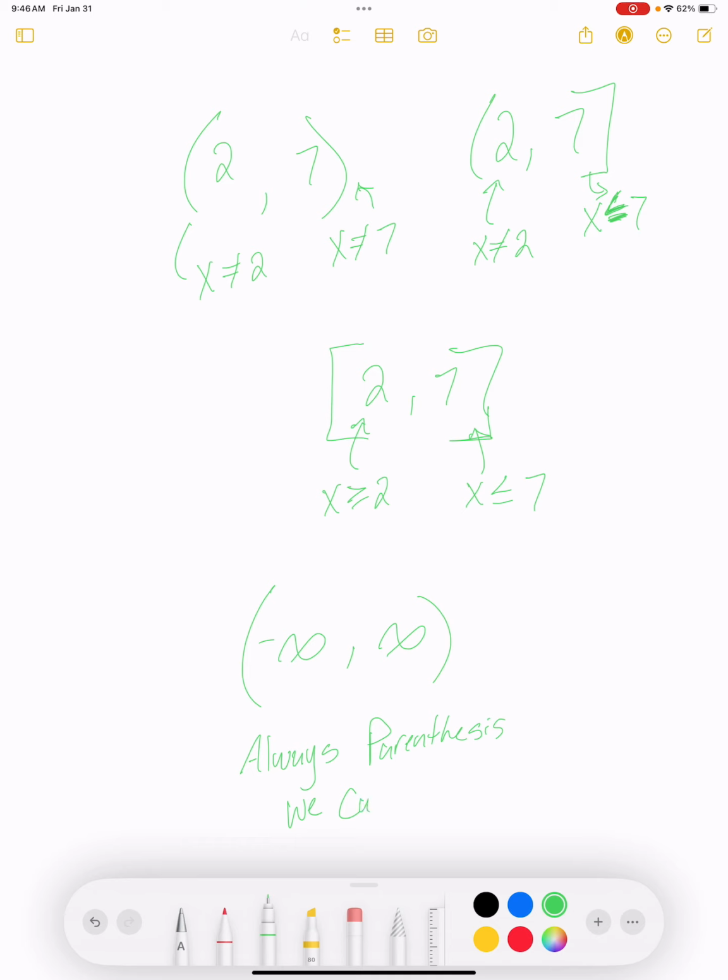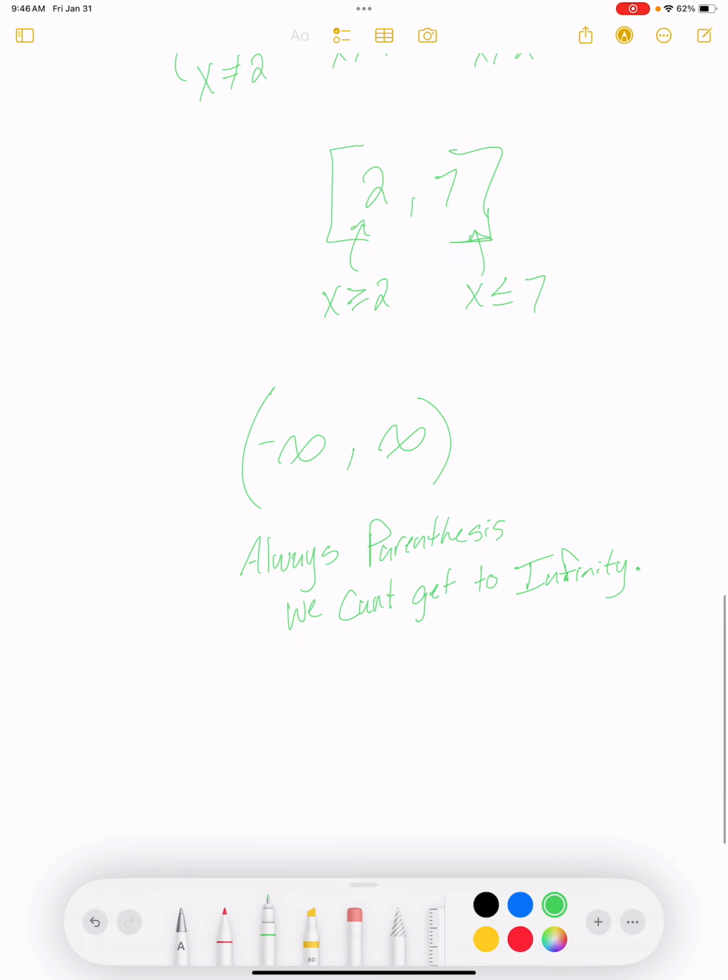Parentheses, because we can't get to infinity. That's why Buzz Lightyear was so famous. To infinity and beyond. There is no beyond. It's just infinity. You can't get beyond infinity. You can't get to infinity because it's always going. It's not an actual number.